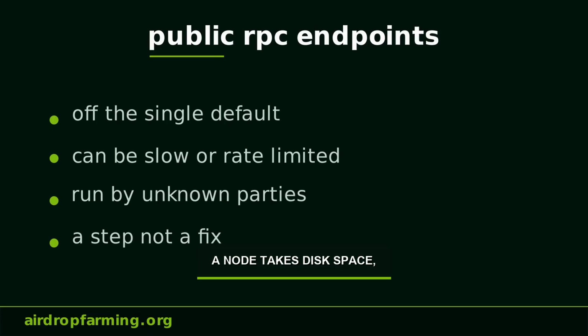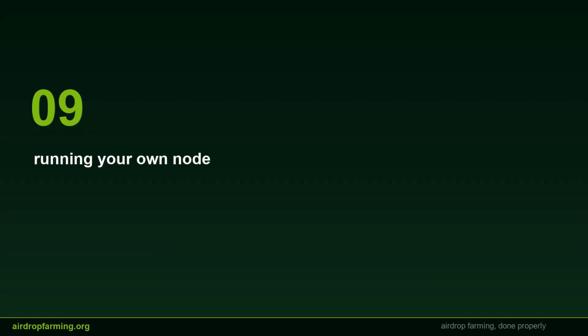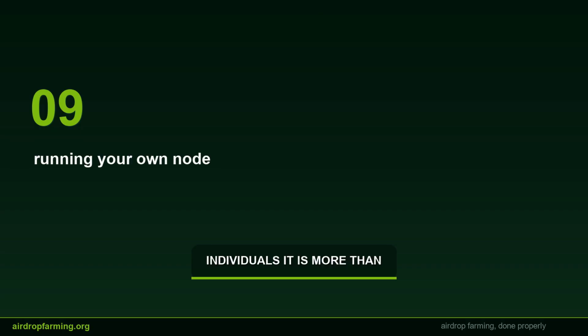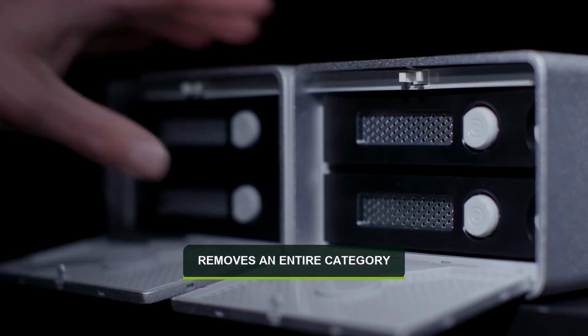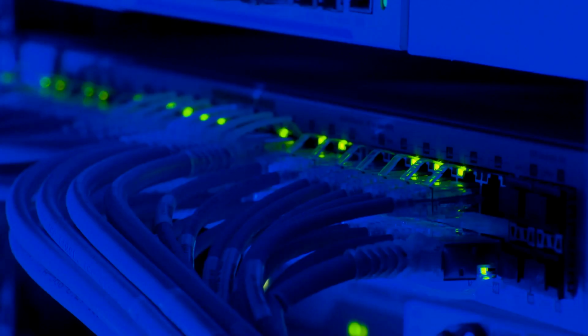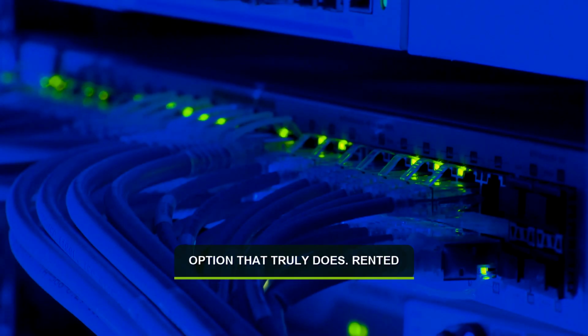A node takes disk space, bandwidth, sync time, and ongoing maintenance, and light clients only partially reduce that. For most individuals, it is more than they will take on. But if you are serious and run many wallets, one self-hosted node quietly removes an entire category of leakage, and it is the only option that truly does.